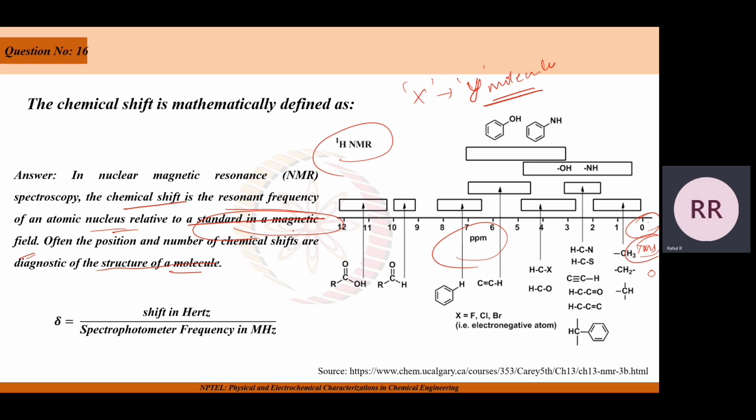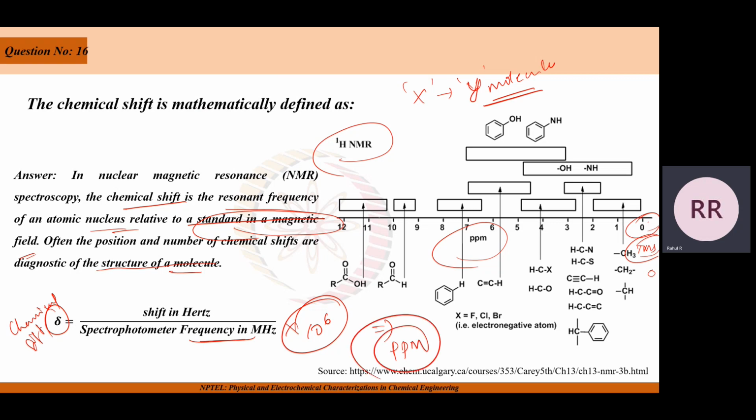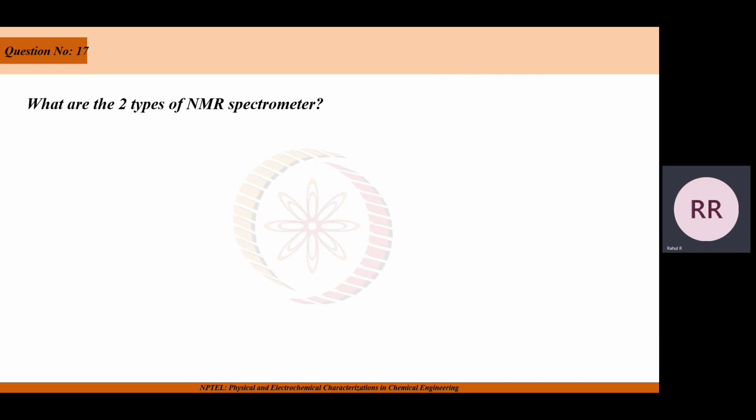Mathematically, the chemical shift is represented by the Greek letter delta, which is nothing but the ratio of the shift in hertz divided by the spectrometer frequency in megahertz. You can see this is megahertz, which is 10 raised to 6. This is why it is parts per million. Okay, now let us go to the next question.